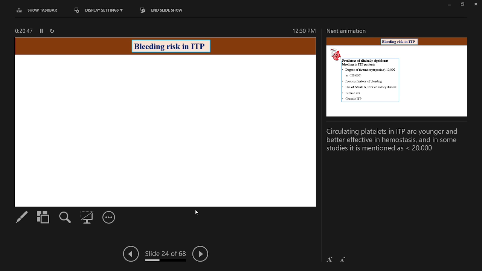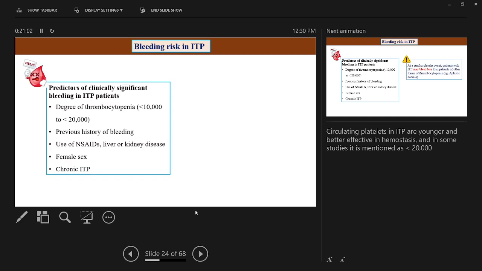Now, the very important question to address in an ITP patient is bleeding risk. Why? Because not all patients with ITP with a low platelet count require therapy. It is only patients with risk of bleeding who actually require therapy. So predictors of clinically significant bleeding in ITP patients are degree of thrombocytopenia, which is the first and foremost thing. In Tintinelli, it is mentioned to be less than 20,000, whereas in UpToDate, it is mentioned to be less than 10,000. Also a previous history of bleeding, use of NSAIDs, liver disease, or kidney disease, because there is underlying coagulopathy also associated, female sex, and chronic ITP. All of these are predictors of clinically significant bleeding in ITP patients.